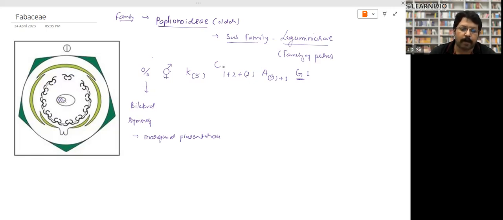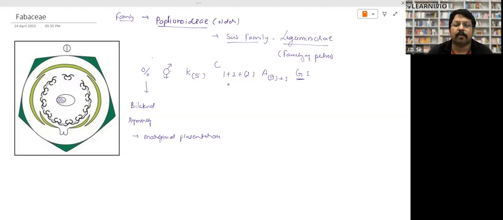Now come to the corolla. Corolla 1 plus 2 plus 2 gamo. Look, this one is free, so no bracket. These two are free, no bracket. And the last 2 are fused, that's why they are gamo. There is a gamo, so the bracket is present. So we will write corolla 1 plus 2 plus 2 gamo.